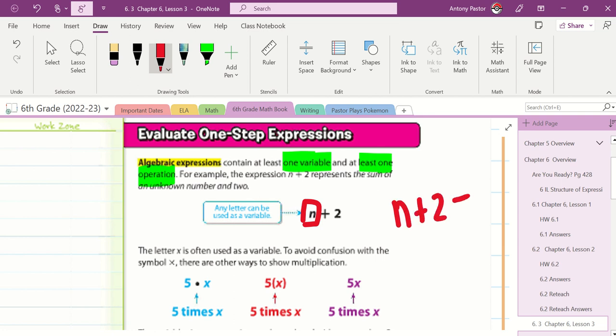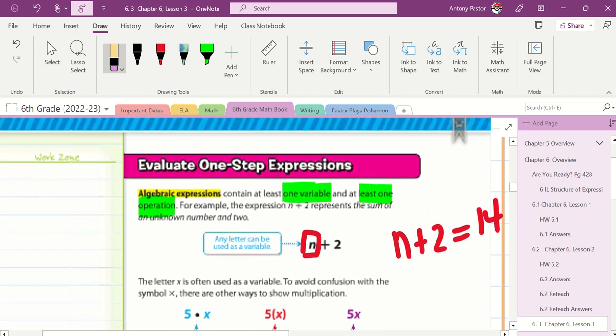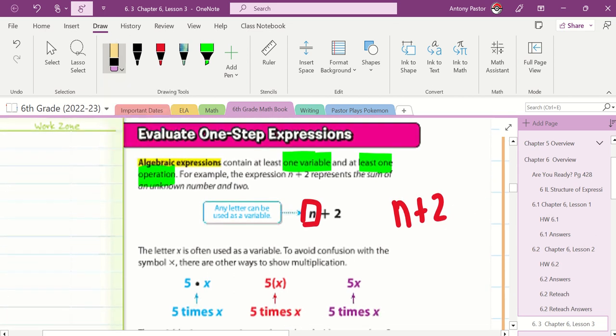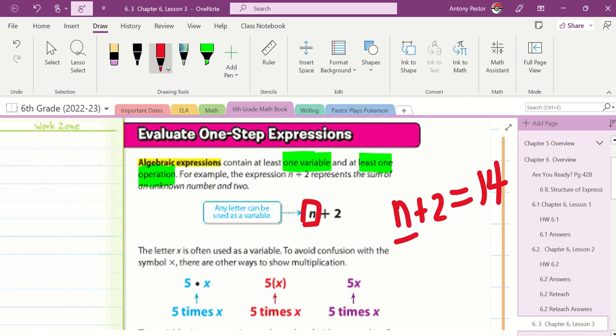The second I say that it equals something, it no longer becomes an expression, it becomes an equation. So please make sure that's in your note. An expression is literally without an equal sign, just n plus 2. N can be any number, it can be any variable. The second you put an equal sign and a number after the equal sign, it becomes an equation. Because now n can't equal anything. N plus 2 has to equal 14, which means that n has to be 12. So please make sure you understand the difference between an expression and an equation.